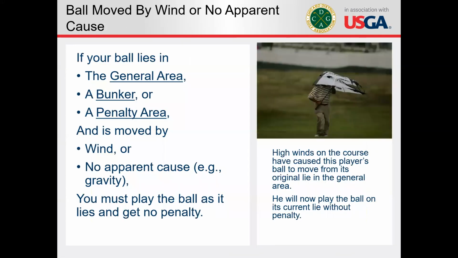So, a ball that's moved by wind or no apparent cause. If your ball lies in the general area, a bunker, or a penalty area, and it's moved by wind or no apparent cause, for example, gravity, you must play the ball as it lies and you get no penalty. And on this picture on the right, it looks like a fairly windy day. And if this player's ball moves because of that strong wind, he would play it from its new location.